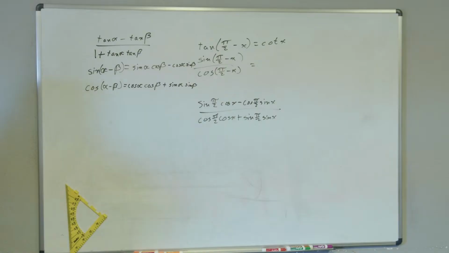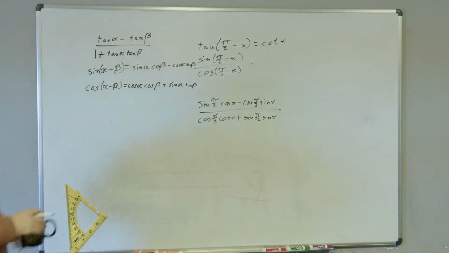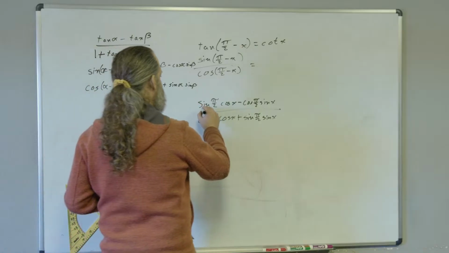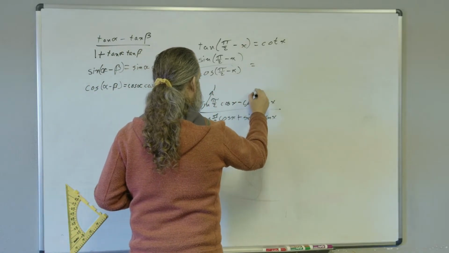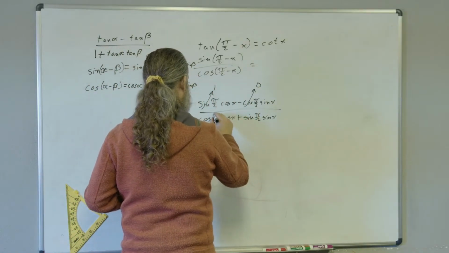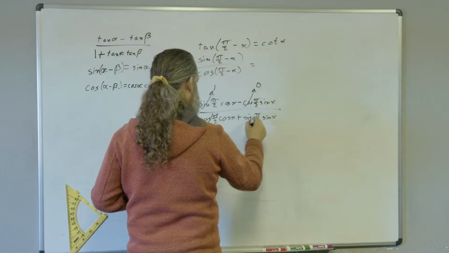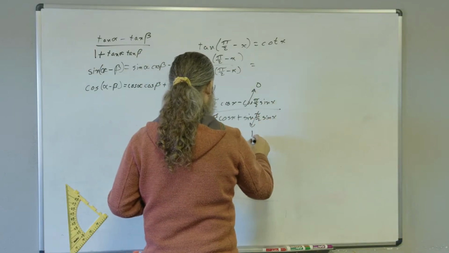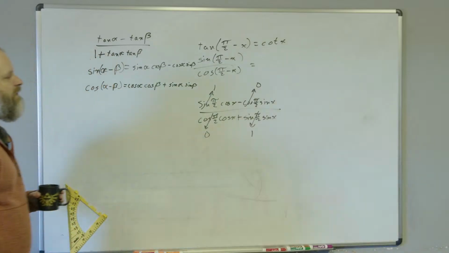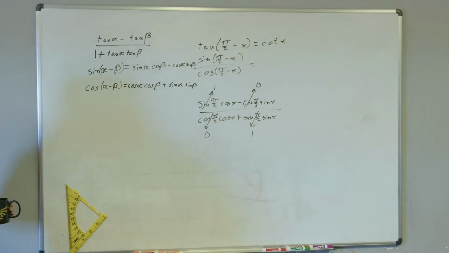What now? Now, sine of pi over 2 is 1, and cosine of pi over 2 is 0. That makes our lives a lot easier. It does. And so it becomes cosine over sine, which surprisingly equals cotangent. We did it. Great.